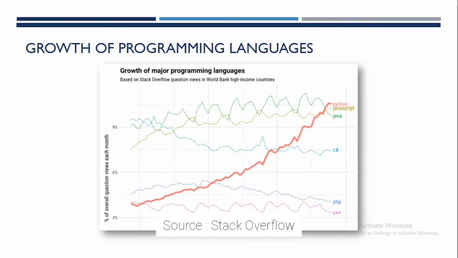As you can see here is the graph for mass adoption of all the different programming languages throughout the years. You can see Python, JavaScript, Java, C#, PHP, and C++. Based on this graph, you see that the adoption of Python as a programming language has been increasing throughout the years, and it's now one of the most widely adopted programming languages among programmers in general. And this is according to Stack Overflow.